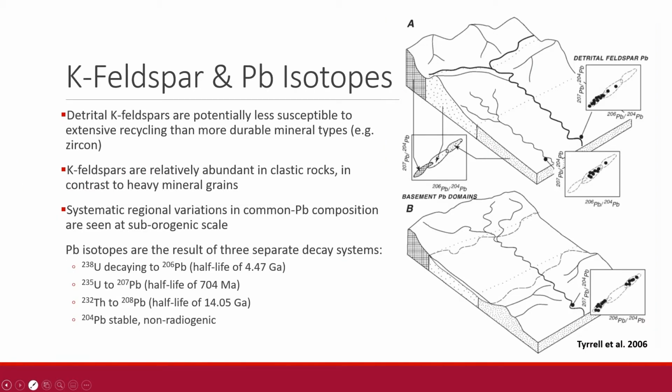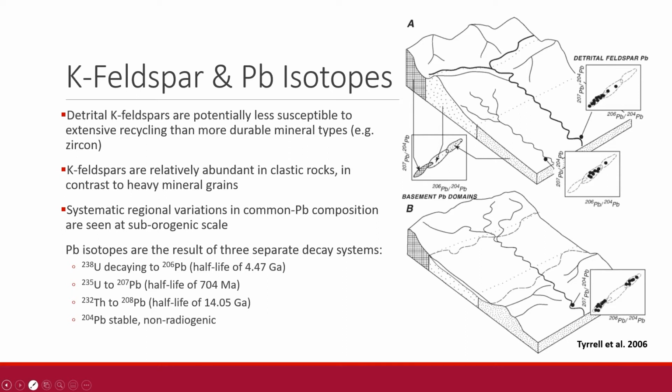So why potassium feldspars and lead isotopes? There's a number of reasons that these can be useful in provenance studies. First of all, potassium feldspars are less likely to survive more than one cycle of exhumation, transport, and deposition. Both physically and chemically, they are softer than zircons, which is our main geochemical provenance indicator that folks use now. And so we typically would be expecting to see far fewer recycled detrital feldspars than we would zircons.